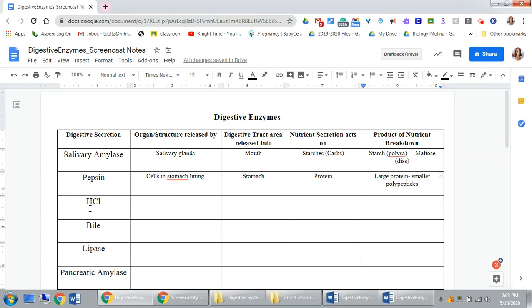All right, HCl, better known as hydrochloric acid. You may already know, where do we find hydrochloric acid in our bodies? That is the stomach. So again, it's going to be made by cells in the stomach lining, and released into the stomach. The nutrient group is again protein.